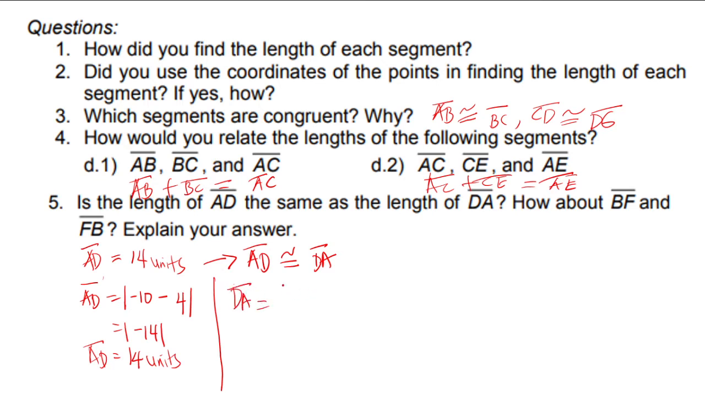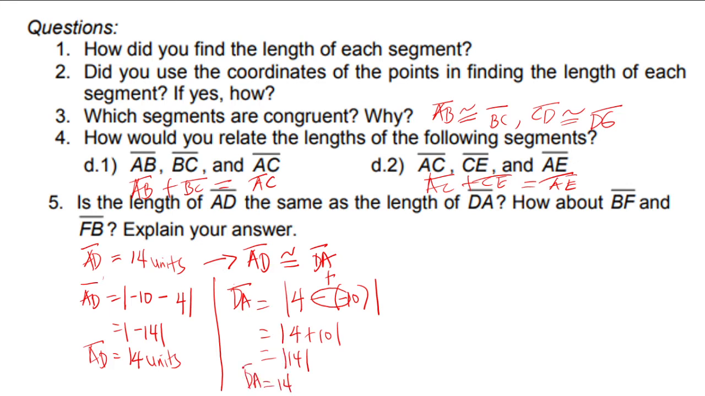DA, yes. D is located at 4. Minus A is located at negative 10, correct? So, negative and negative will become positive. 4 plus 10, magiging 4 plus 10 na siya. And 4 plus 10 is 14. And the absolute value of 14 is 14.